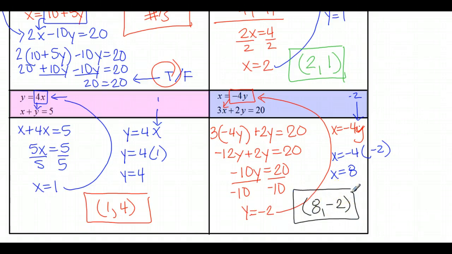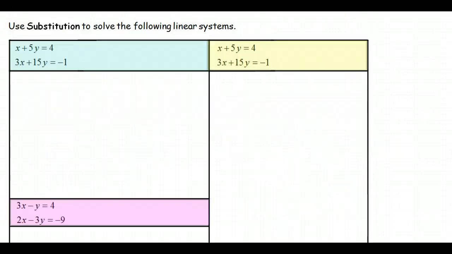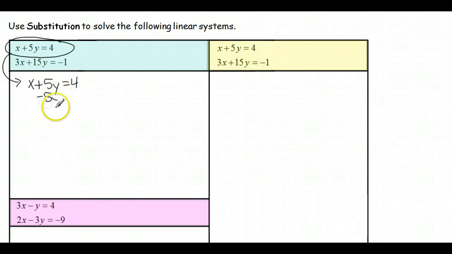All right, more practice. Next page. All right, x plus 5y equals 4, and 3x plus 15y equals negative 1. This is another example where neither equation has a variable that is already alone. So let's go ahead and start with the top equation and solve for x. So x plus 5y equals 4. Subtract 5y from both sides, and we get that x equals 4 minus 5y.